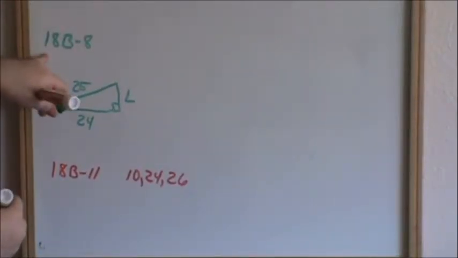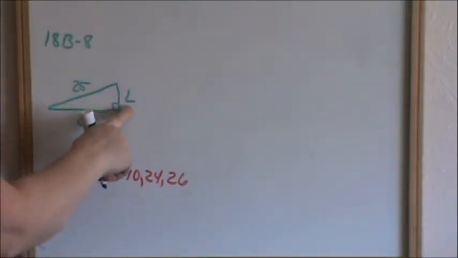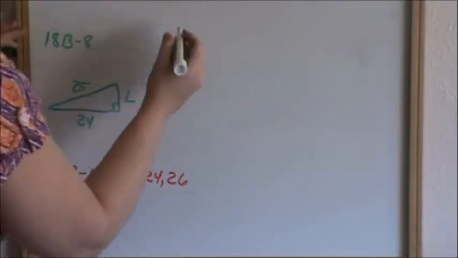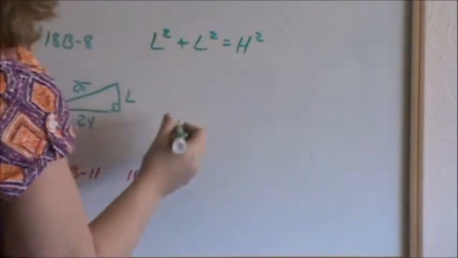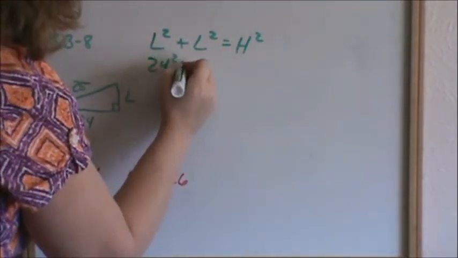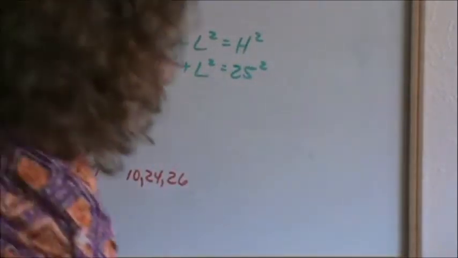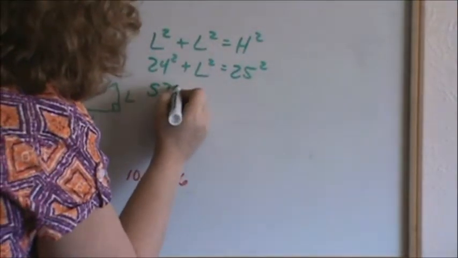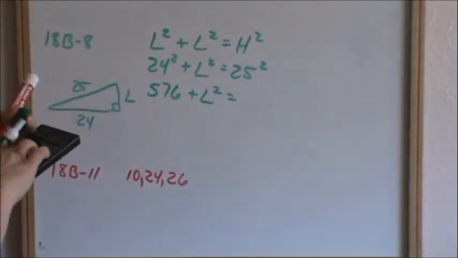Alright, now we're on problem 18b, number 8. We are given that one leg is 24. We don't know this leg, and the hypotenuse is 25. Remember, the hypotenuse is always across from the 90 degrees. So, using Pythagorean Theorem, because we use Pythagorean Theorem for right triangles, we know that one leg is 24. We don't know the other leg, and the hypotenuse is 25. So 24 squared is 576 plus, I don't know that leg, and then 25 squared.